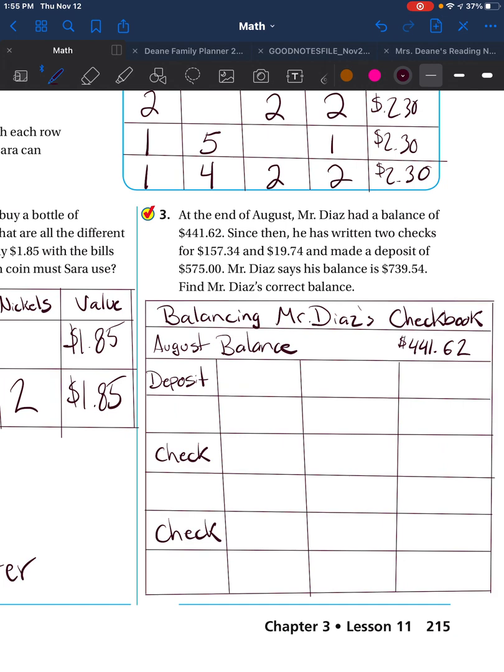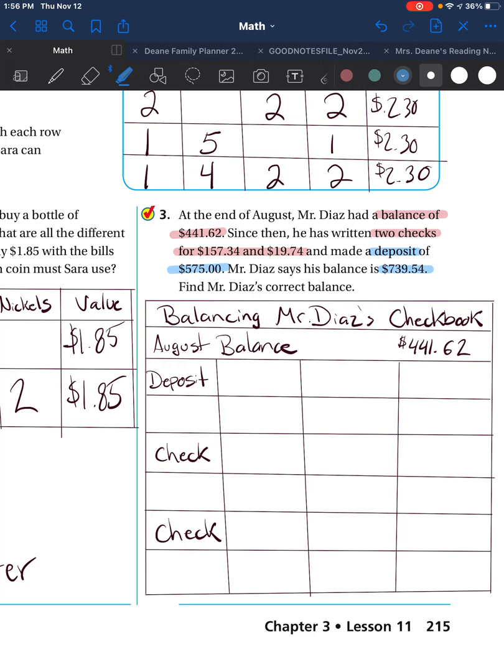And for the last one, it says, at the end of August, Mr. Diaz had a balance of $441.62. Since then, he has written 2 checks. That means money that's going to be taken out of the bank account, and they were $157.34 and $19.74. And then he also made a deposit of $575. So he is saying that his balance is $739.54. We need to make sure that he is correct.